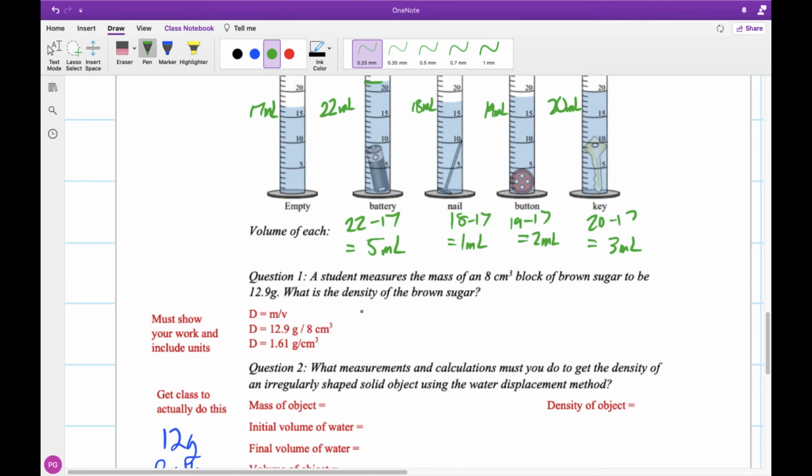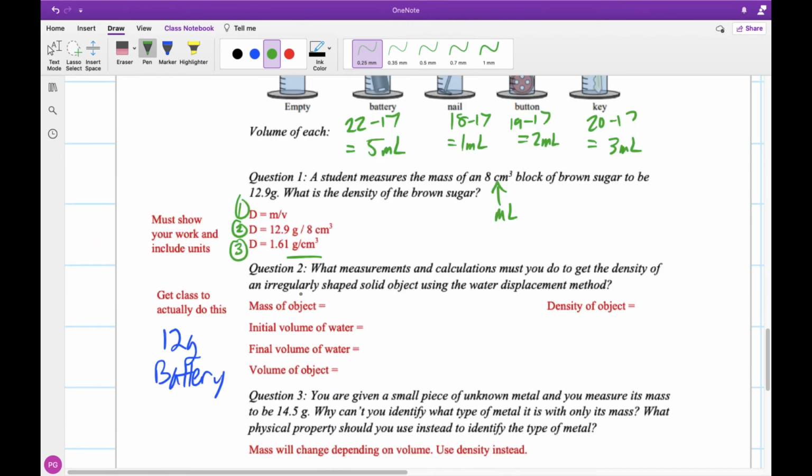Once we know the mass and the volume, we can do our density calculations. So our first question here, if we have an 8 centimeters cubed block of brown sugar that has a mass of 12.9 grams, and we want to know the density. Density is mass over volume, so we can just plug this in. And we want to make sure that we're showing our work and our units. So our work has 3 steps: our formula, we plug in our numbers, and then our answer. And it's important to show all of these. And it's really important that you get the units right. One thing to remember here, we talked about it just beforehand: centimeters cubed, that's the same as milliliters, and that would be a measure of volume.